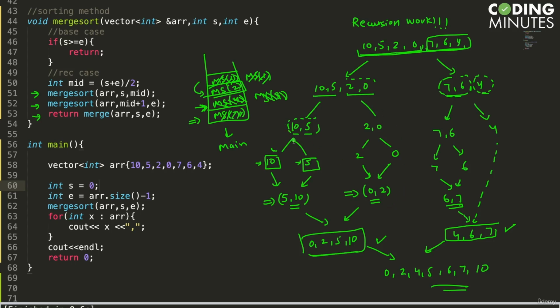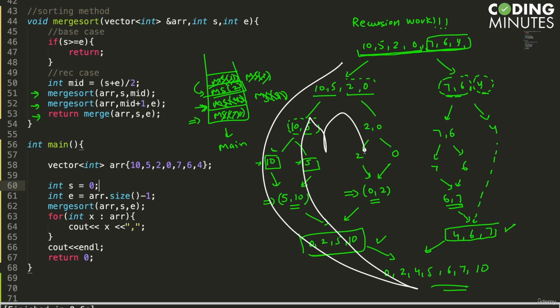The only thing you need to remember is recursion works in a depth first manner. Okay, so these calls don't happen parallelly. Once you go deep inside a branch, once that branch is finished, then you backtrack and you go into another branch. Okay, so this is how the recursion works. Okay, so you go like this.